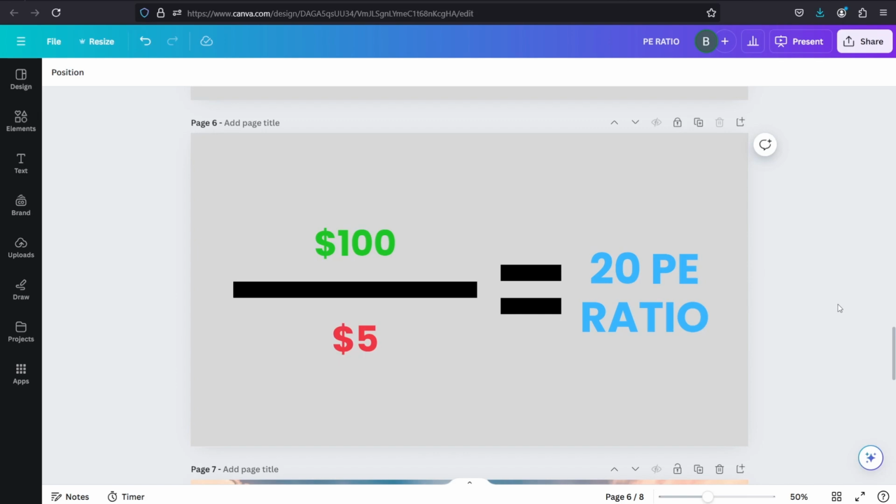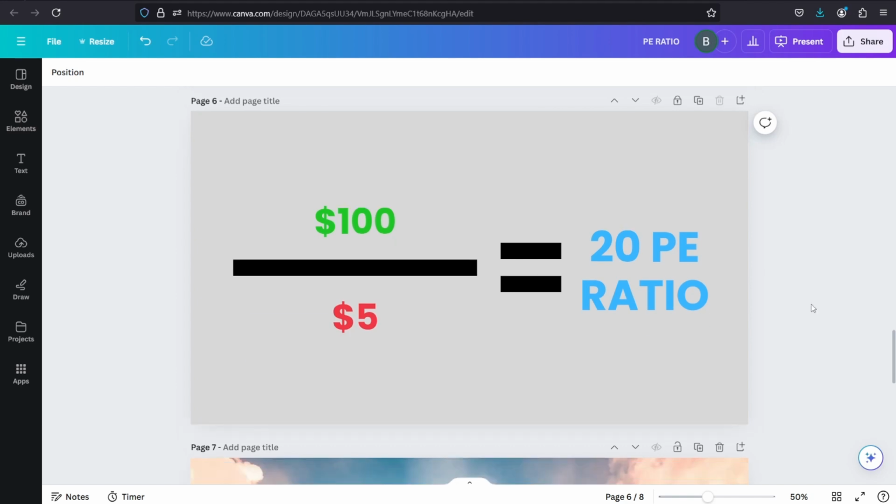A quick note to add is that PE ratios correlate directly to multiples. What I mean by this is a stock trading at a 20 PE ratio is trading at about 20 times what it should be worth. A stock with a 50 PE ratio, 50 times, a 100 PE ratio, 100 times, and so on.